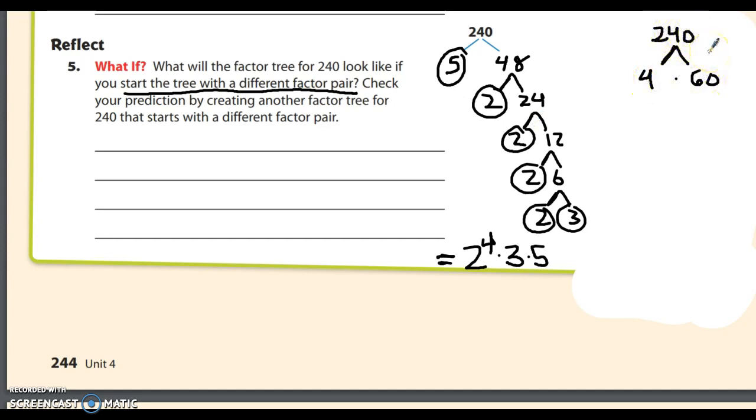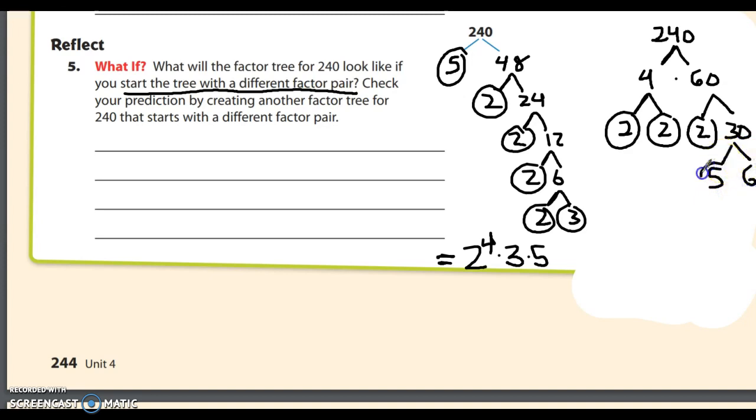Neither 4 nor 60 is prime. So I'm going to take 4 and branch it and make it 2 times 2. Is that true? 2 times 2 is 4, yes. And they're both prime. Now I got to do 60. I'm going to do 2, which is prime, times 30. Now I got to do 30, which I can do 5 times 6. And 6 is 2 times 3. Both are prime. All right, now count them up. I've got 1, 2, 3, 4 2's, a 3, and a 5.